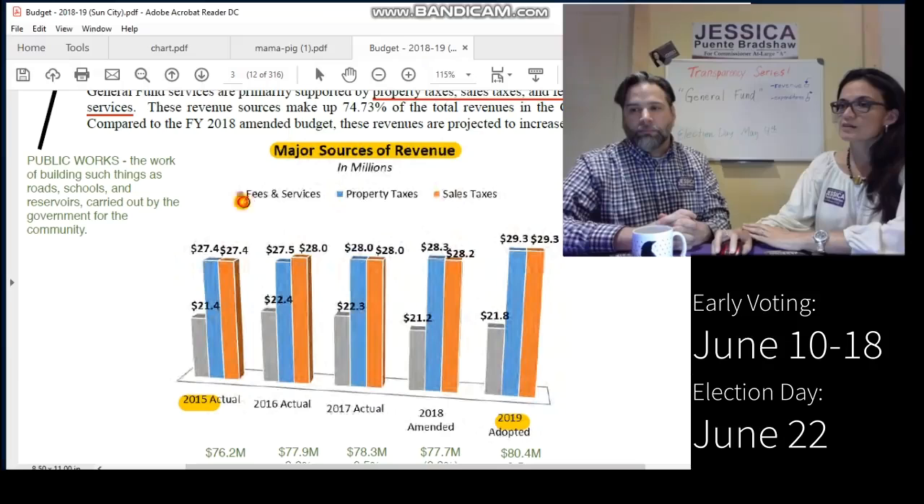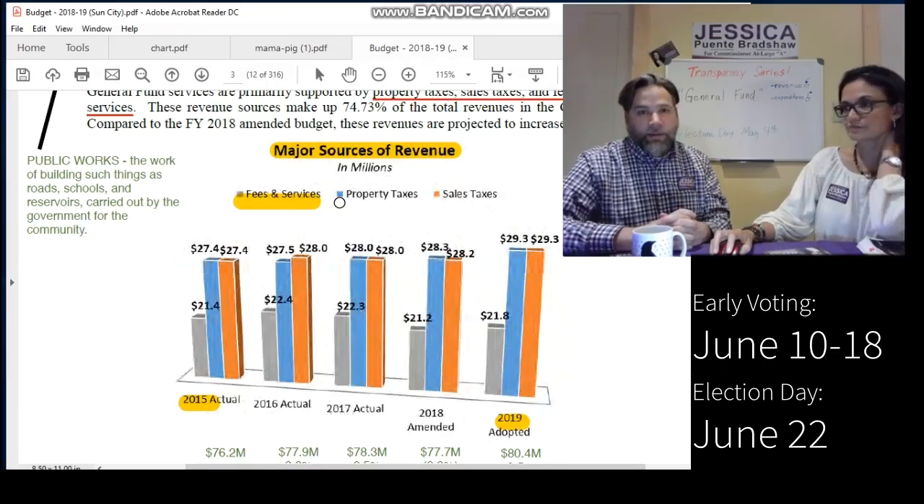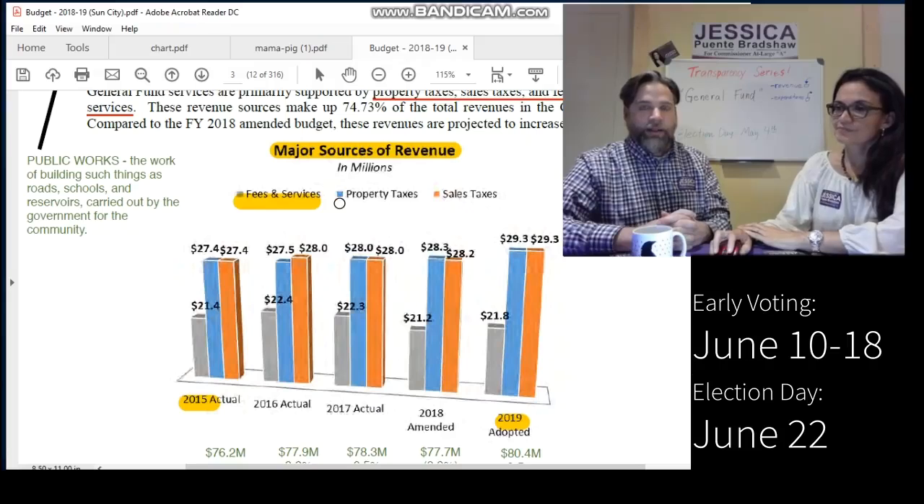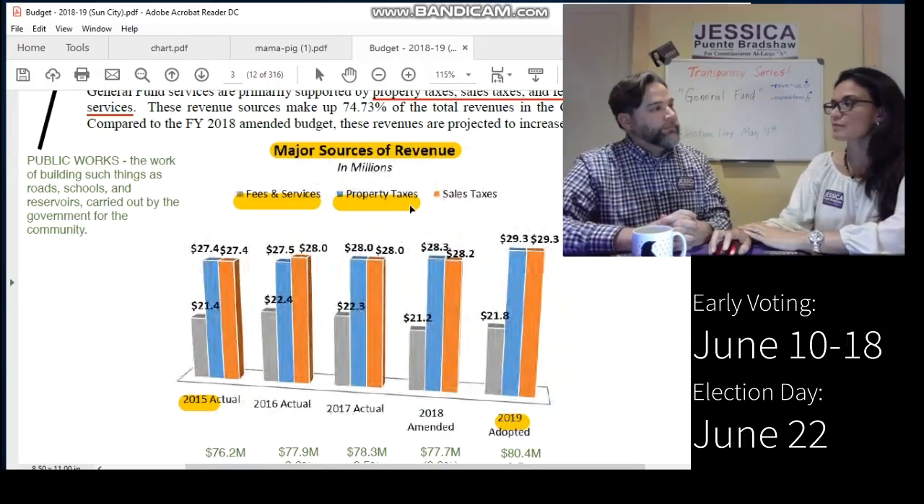Okay. We have fees and services. Do you want to kind of touch on fees and services real quick? Well, if you do business with the city, whether you're paying for a fee that you've incurred or a permit or something like that, then it's generally going to be an inflow or cash going into the city. Right. Property taxes, it's what we all pay when we have our properties, okay? And then sales tax. Anybody who purchases anything is paying some sales tax.